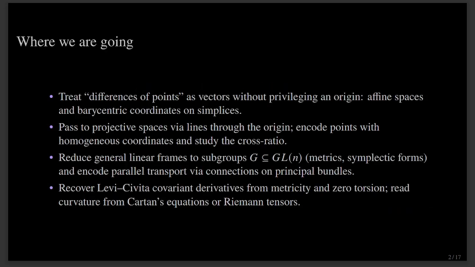Okay. Now, we're going to first use the idea of an affine space and barycentric coordinates to handle combinations of points without relying on some fixed origin. We're also going to talk about projective spaces by homogeneous coordinates and study the invariance across them, like the cross ratio. We'll also reduce the linear frame bundle to G structures, or just subgroups, G being a subgroup of all the set of matrices that are possible, pretty much.